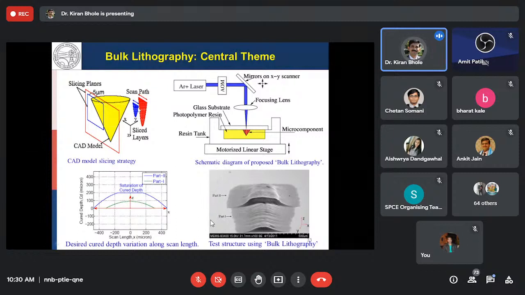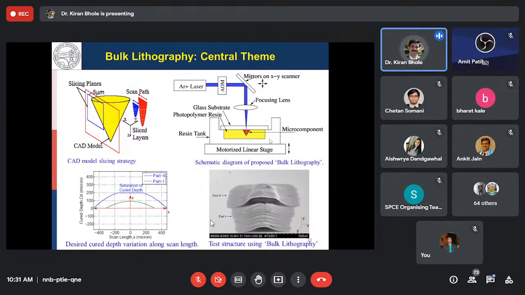Whereas in case of MSL, in one line scan we are getting only a line, and by one 2D scan we are getting only one 2D surface, and by a number of 2D scans we are getting the 3D structure. Whereas here, in one 2D scan we are getting the entire 3D structure developed. So this is what is happening in bulk lithography. The entire 3D structure is obtained by one 2D scan, and that's why this particular process is called bulk lithography.